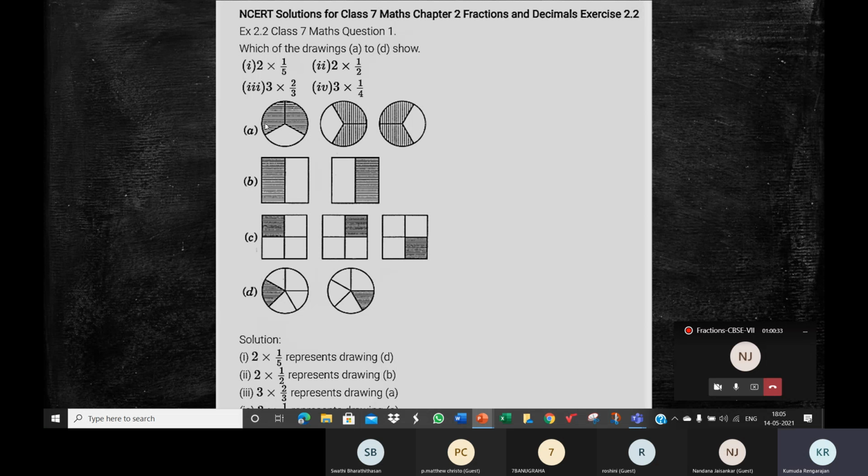So A should be matched with what? A is matched with third. Ma'am, 3. 3 into 2 by 3 is matched with A. Anyway, 3 is A. What about B? Ma'am, B is 2. 2 and B. What about C? Just a minute, children.